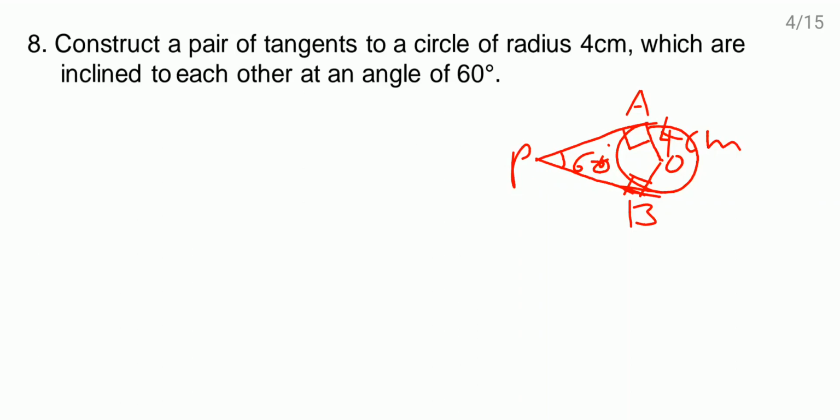Because the sum of all the 4 angles of a quadrilateral will be 360. So here this angle will come as 120 degree. Now see here.